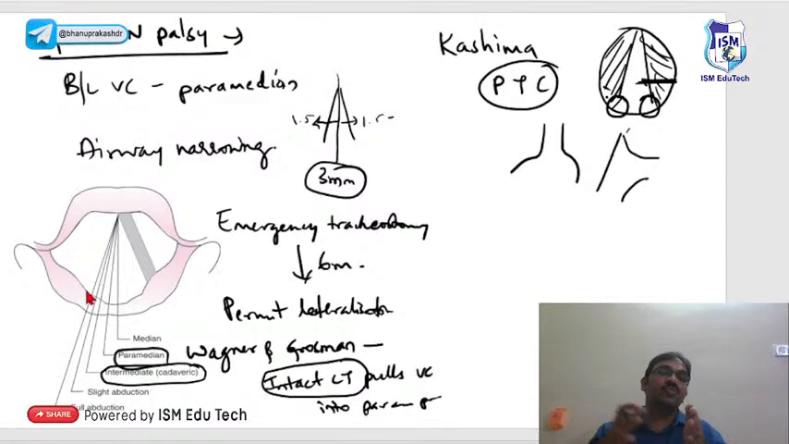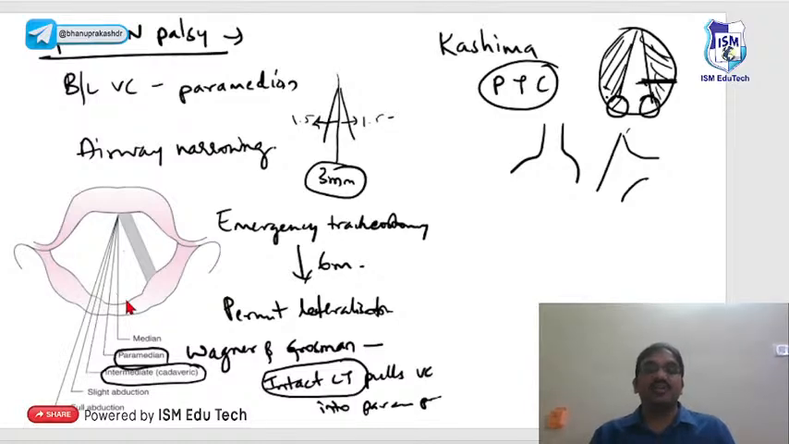Nothing is going to move away when you breathe in. So that 3 mm gap is not at all sufficient for the lungs to get ventilated, so the patient will immediately be in a gasping condition. First, do an immediate emergency tracheostomy and provide an adequate airway. Then wait for 6 months, and if the vocal cords are not getting normalized even later on, then go for the permanent lateralization procedures.